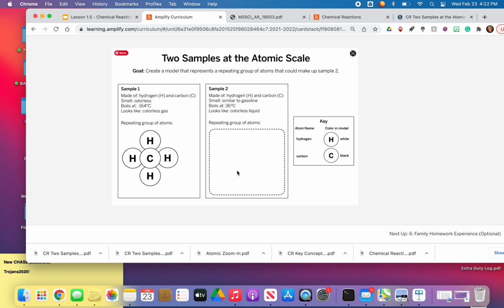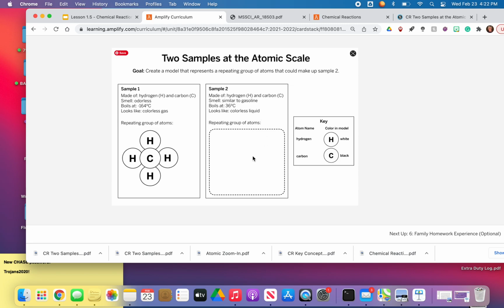Go ahead and just draw what you think this molecule would look like. Again, make sure that you have at least 1 hydrogen and 1 carbon, but you can make as many as you want. And make sure that all of the atoms are touching, okay? You can email me. Let me know if you have any questions here.